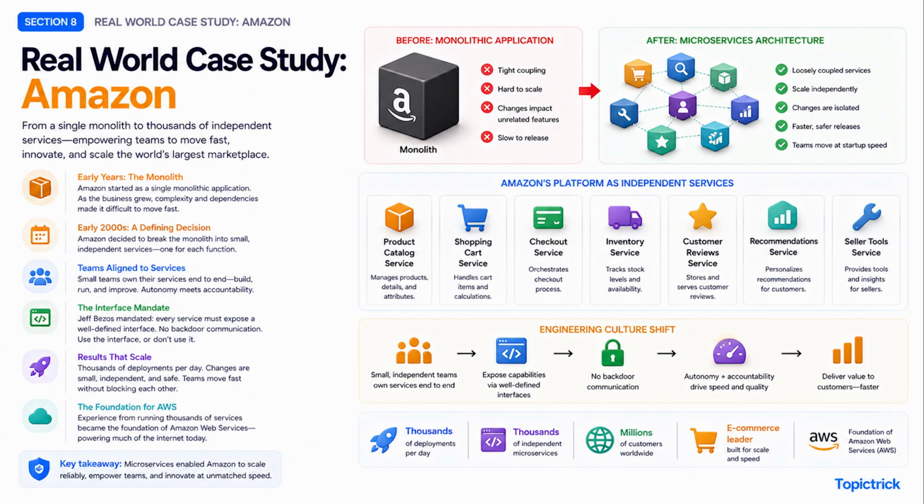Jeff Bezos famously issued a mandate that every team must expose their service's capabilities through a well-defined interface, and that teams were not allowed to communicate with each other's services in any other way. If you needed data from another service, you used its published interface, full stop. This restructuring was not just a technical change, it was a cultural one. It gave teams the autonomy and the accountability to move quickly, make decisions, and ship improvements without waiting for approvals from other teams. The results speak for themselves. Amazon's engineering teams can now deploy changes thousands of times per day across the entire platform.